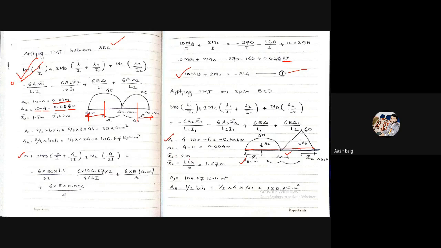Now X1 bar is 2 meter, and X2 bar we will calculate from the right hand side. So L plus E by 3, the value we get is 1.67. Now we will calculate area 2 and area 3 of this bending moment diagram. Area 2 was 106.67 kilonewton meter square, already calculated in the earlier step, and area 3 is half base into height. If we put B as 4 and height as 60, we get area 3 as 120 kilonewton meter square. After putting these values into the equation, we get directly 2 MB plus 12 MC is equal to minus 432.